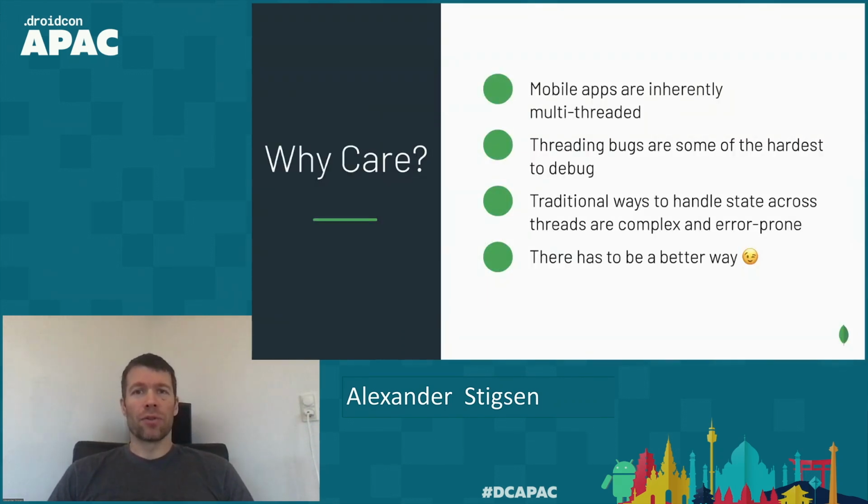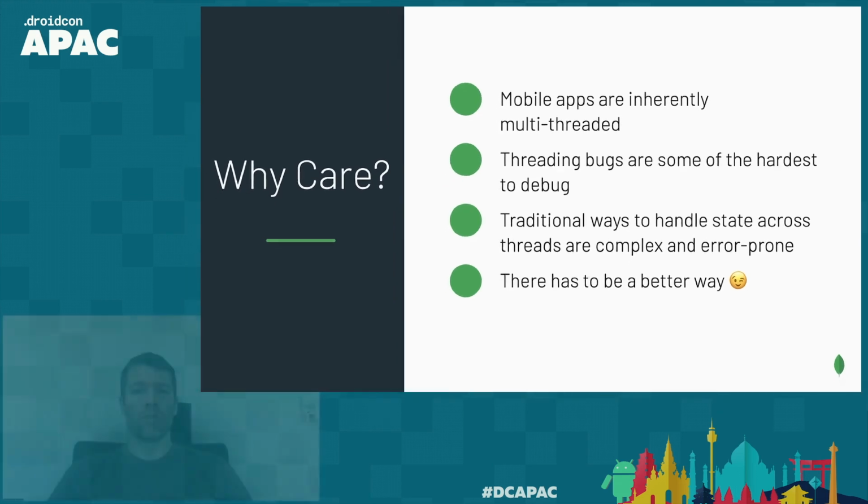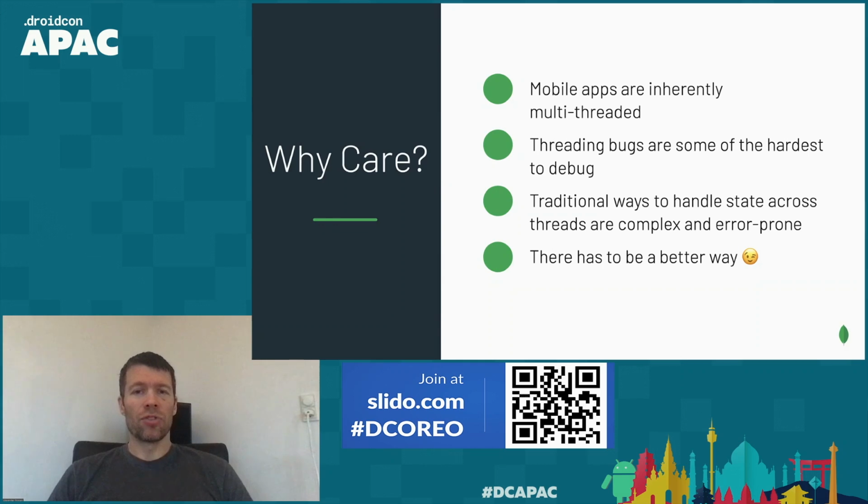Well, the first thing is, of course, that mobile apps are inherently multi-threaded. They have to be, because to make a responsive UI, you have to make sure that it only does the drawing of the UI. If you do hard computations, you do persistence, you do all that stuff on your main UI thread, that would basically block the thread and the UI would not update.